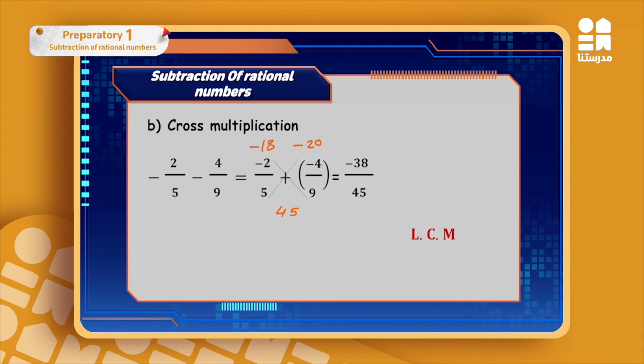Then here we have at the top, for the numerators, negative 18 minus 20. Same or different signs? Here we have same signs. So put it as it is, same, same, add. Then add 18 plus 20, it becomes 38. Negative 38 over 45. And I wrote here a small hint for LCM, the least common multiple, of 4, 5, and 9, which is 45.